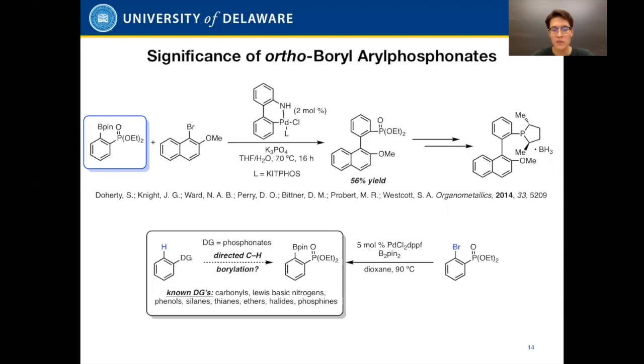A potentially simpler approach to the desired compound is through a directed ortho-CH borylation reaction. In the presence of transition metal catalysts, a variety of directing groups have been used to direct CH borylation, which includes carbonyls with basic nitrogen groups, phenols, silanes, dienes, ethers, halides, and phosphines. We envision that phosphonates could also be used as a directing group to access the desired borylated product.